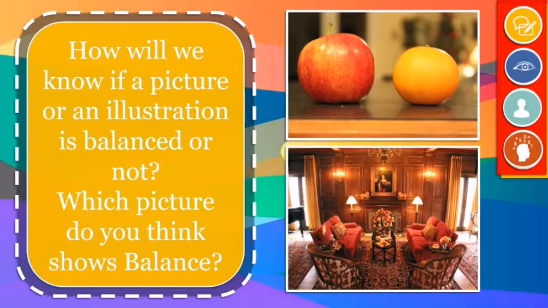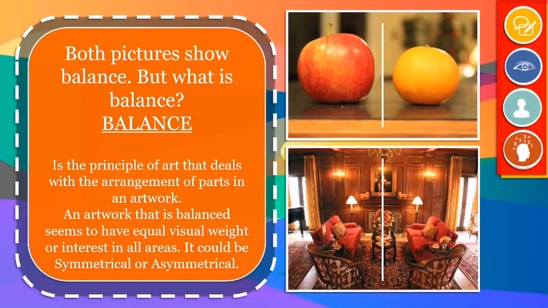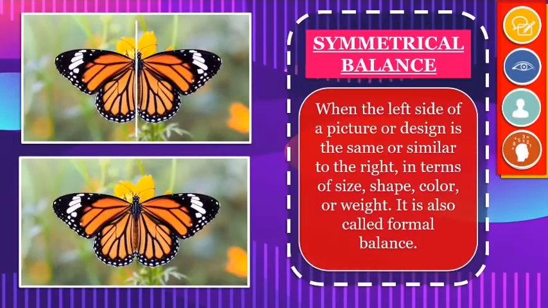How will we know if a picture or an illustration is balanced or not? Which picture do you think shows balance? Both pictures show balance. But what is balance? Balance is the principle of art that deals with the arrangement of parts in an artwork. An artwork that is balanced seems to have equal visual weight or interest in all areas. It could be symmetrical or asymmetrical. Let's find out about them.